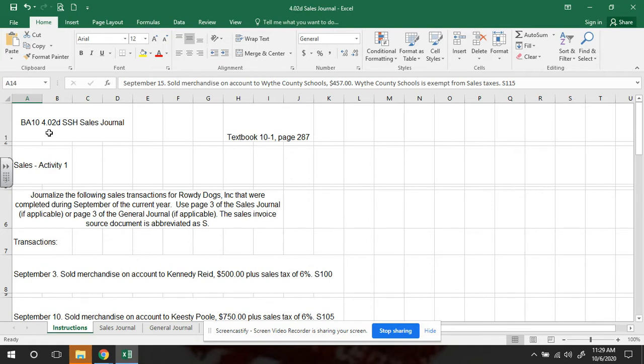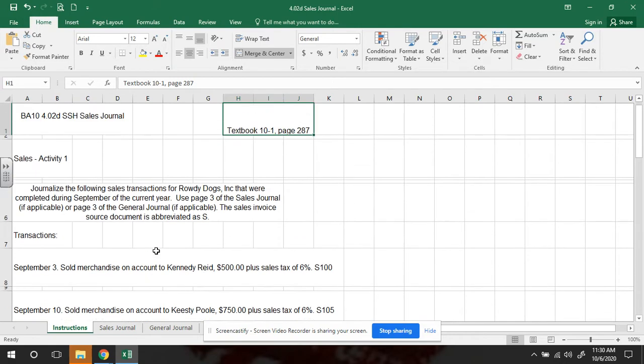Now, in our curriculum, it's 4.02D, and this is a sales journal. This is another specialty journal that we can use that keeps all records of sales to people who purchase on account. So there's no cash being transacted here. It's just on account. They're buying on account. So everything on the Sales Journal is going to list your accounts receivable, what people owe you. In the textbook, it is 10-1, page 287.